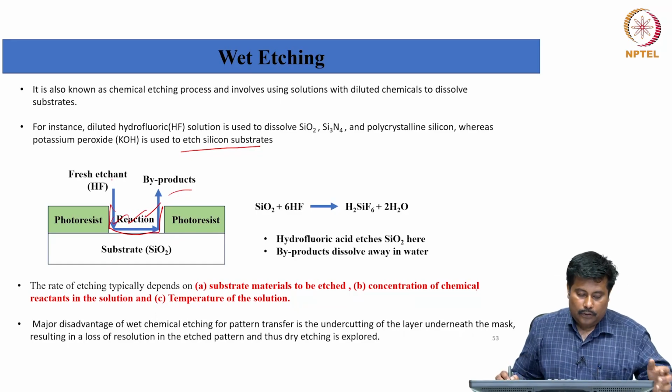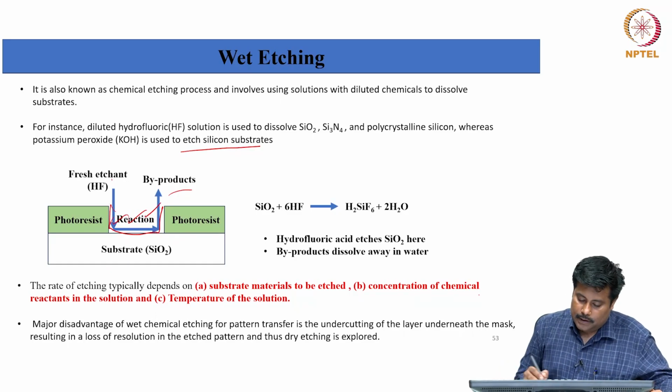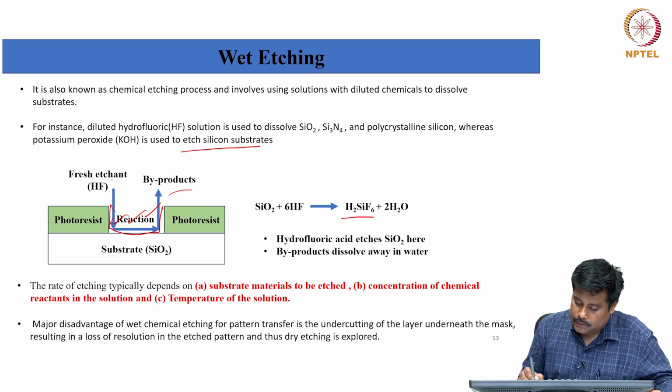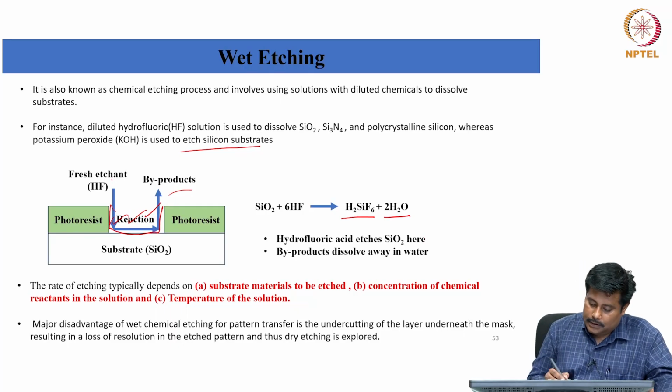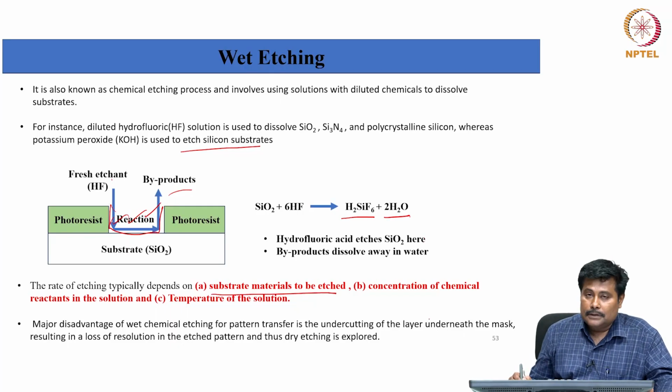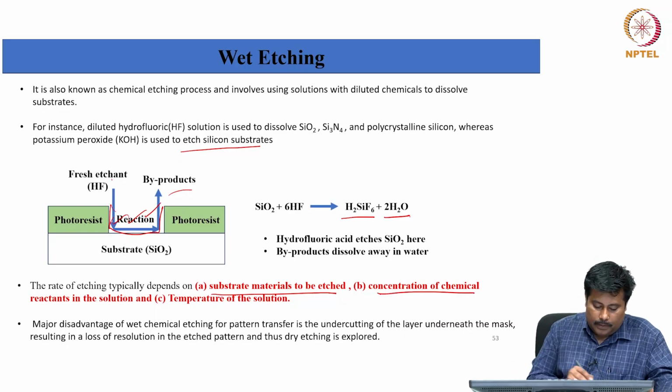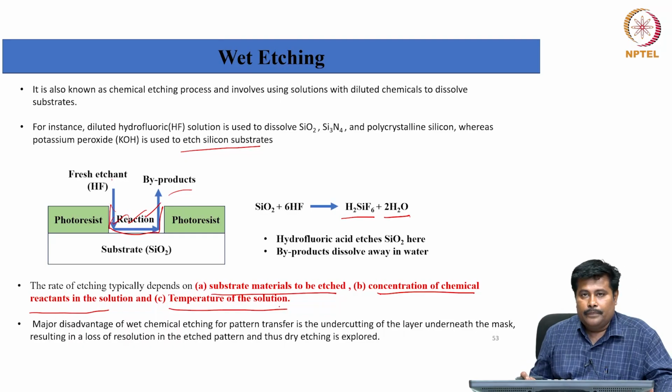If we look into the overall mechanism of it, SiO2 plus 6HF results in H2SiF6 plus 2H2O. So this hydrofluoric acid etches the silicon oxide here, and the byproduct dissolves away in the water. The rate of etching typically depends upon the substrate material to be etched, the concentration of chemical reactant in the solution, and the temperature of the solution.